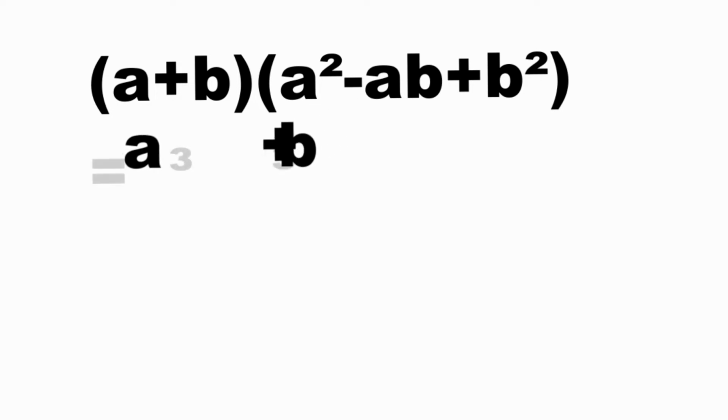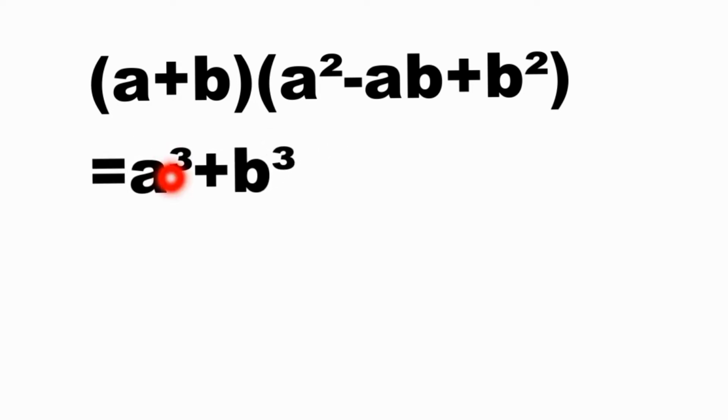And the answer for this is a cube plus b cube. So it is equal to the cube of the first term of the binomial factor plus the cube of the second term. And cube, or 3 to the power 3, is an odd number, odd power. So we are going to discuss now the sum of two odd powers.